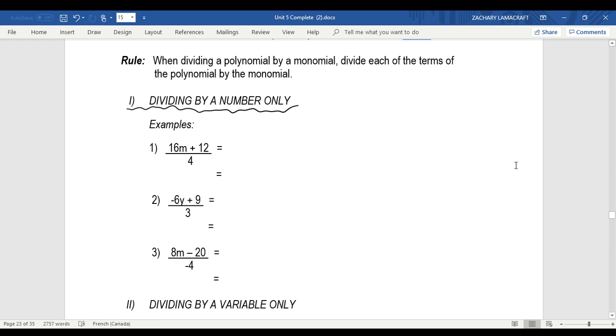In our first example, I think what we really just need to understand is that we're going to divide 16m by 4, and we're also going to divide 12 by 4. So we're dividing both of these things by 4. We'd have 16m divided by 4, and then 12 divided by 4. Don't forget my plus sign. 16m divided by 4, remember I'm just dividing 16 by 4, so it'd be 4m. And then 12 divided by 4 being 3.